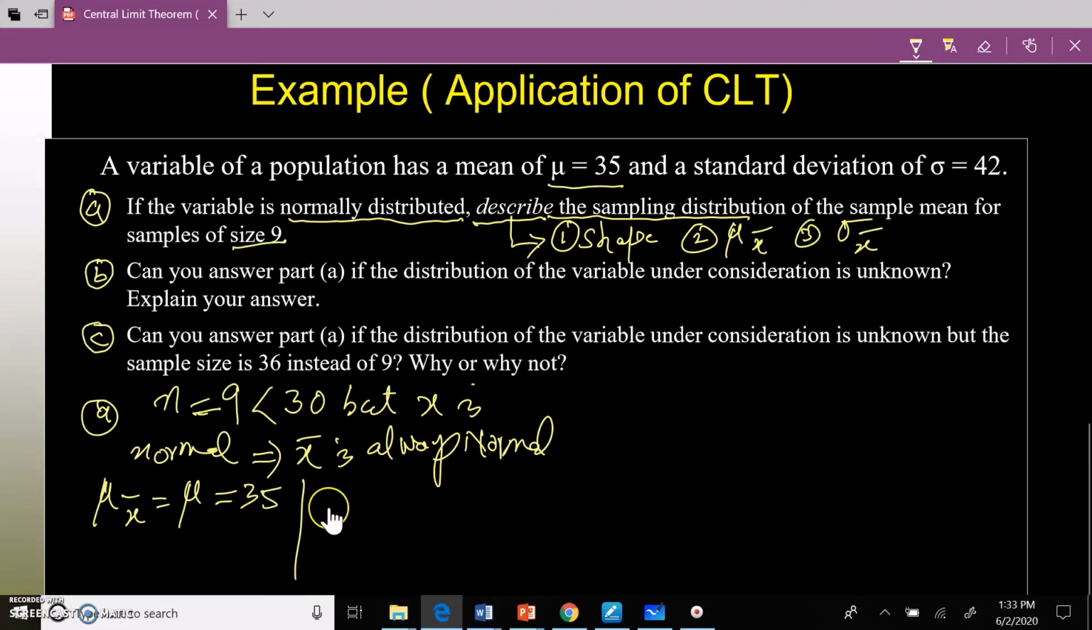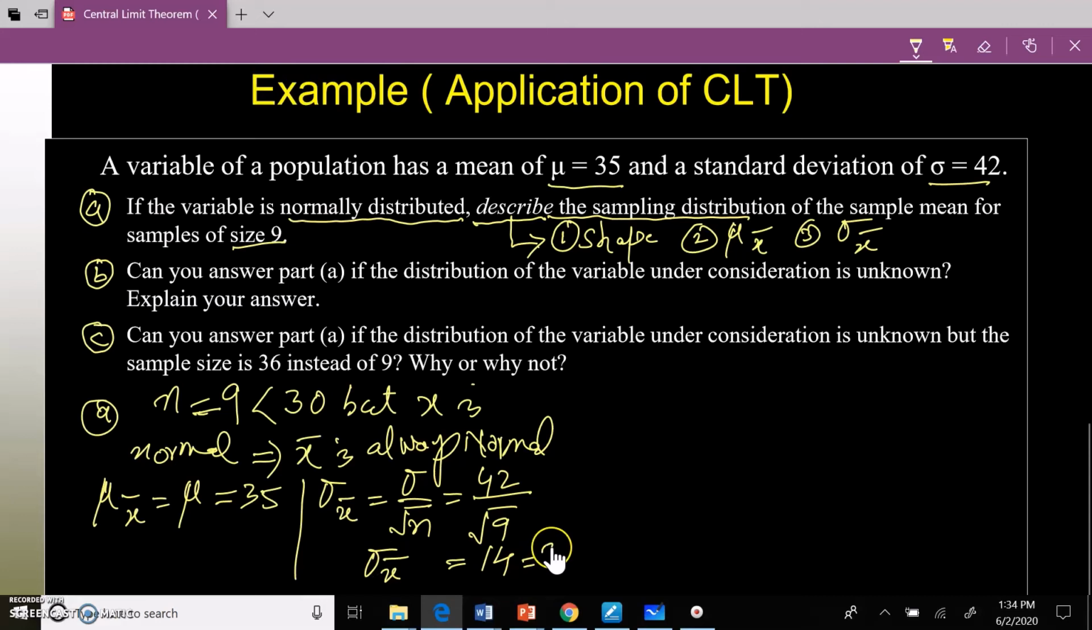Now what is the standard deviation? The standard deviation of the sample mean is always equal to the standard deviation of the population divided by the square root of the sample size. The standard deviation of the population is 42. This is 42 divided by the square root of 9, and this turns out to be 42 divided by 3, which is 14. So this is the standard deviation of the sampling distribution, and this is also called the standard error of the mean. Please remember this. You may be asked to compute the standard error, and you should not be surprised. What is the standard error?